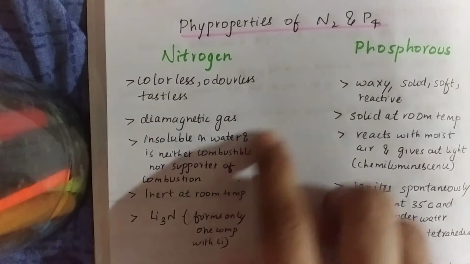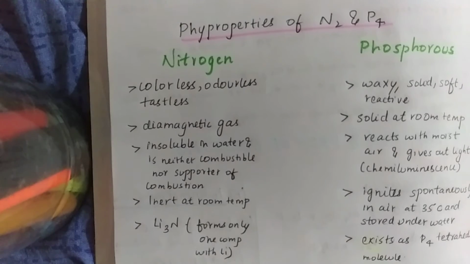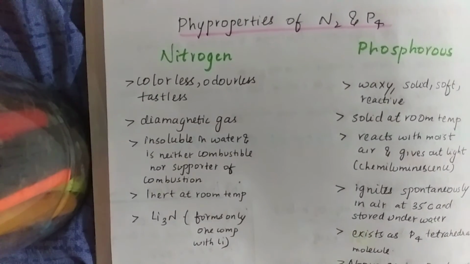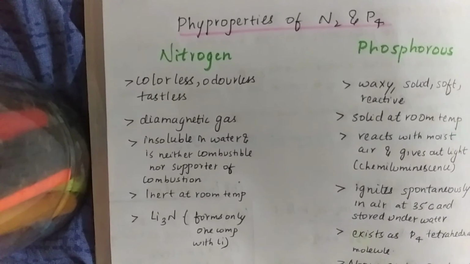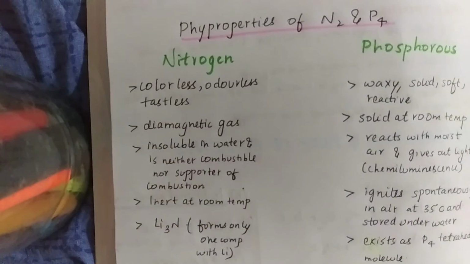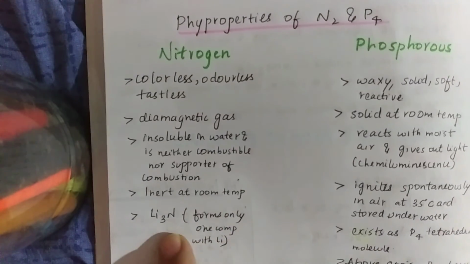And nitrogen is inert at room temperature. It almost behaves as a noble gas. That's why it doesn't react as much as other elements like phosphorus and other group 15 elements. It only forms a single compound, that is Li3N.